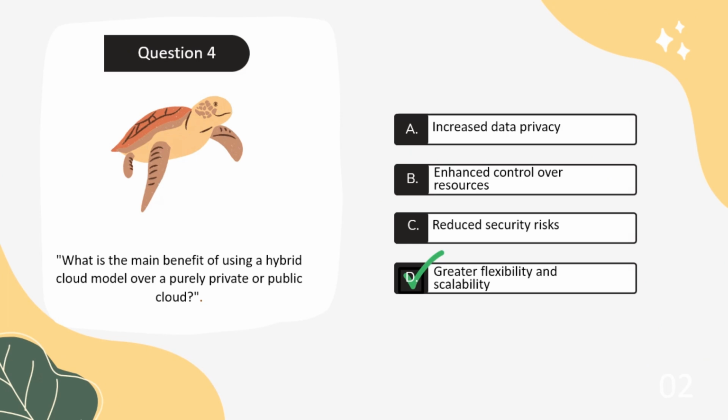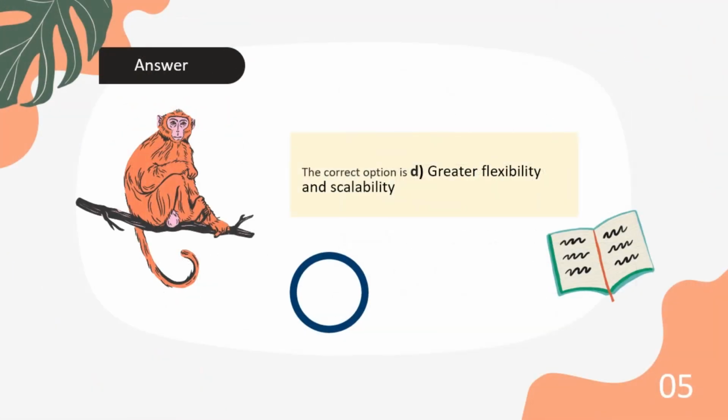Fourth question is, what is the main benefit of using a hybrid cloud model over a purely private or public cloud? The options are increased data privacy, enhanced control over resources, reduced security risk, greater flexibility and scalability. The correct option is D, greater flexibility and scalability.